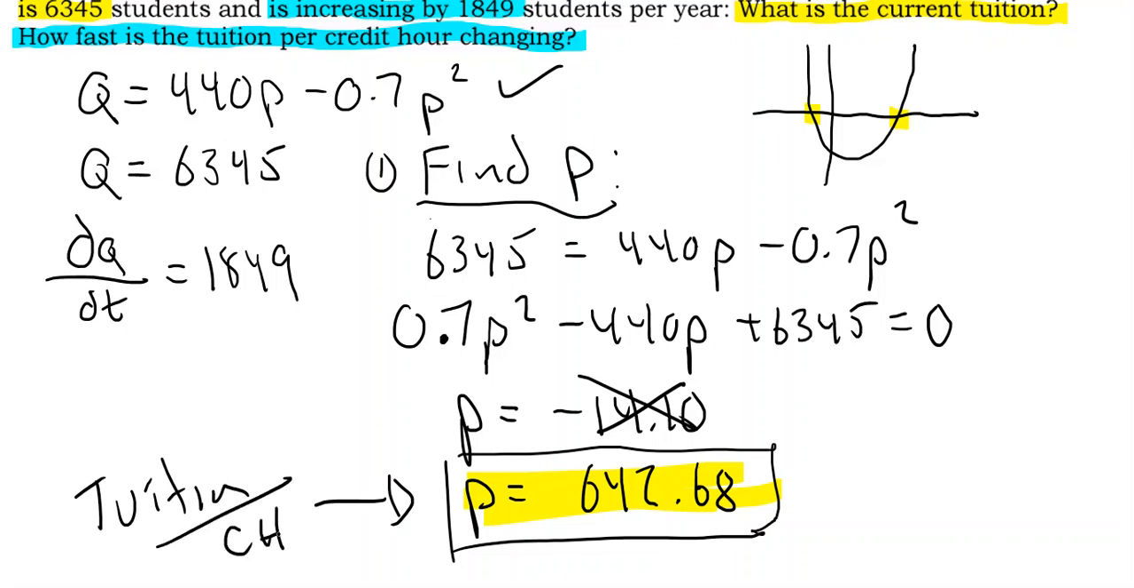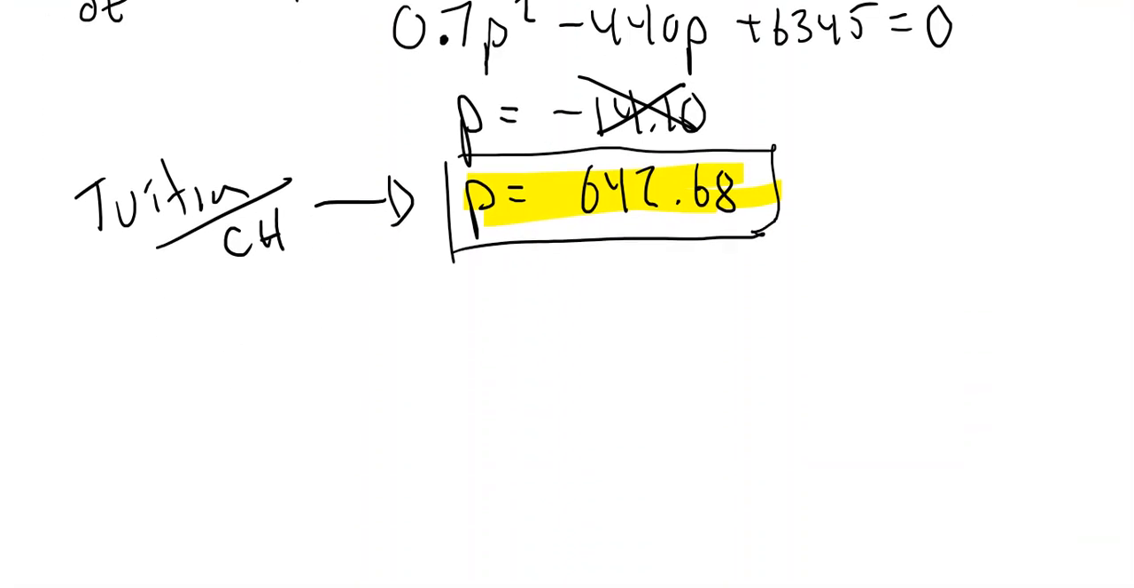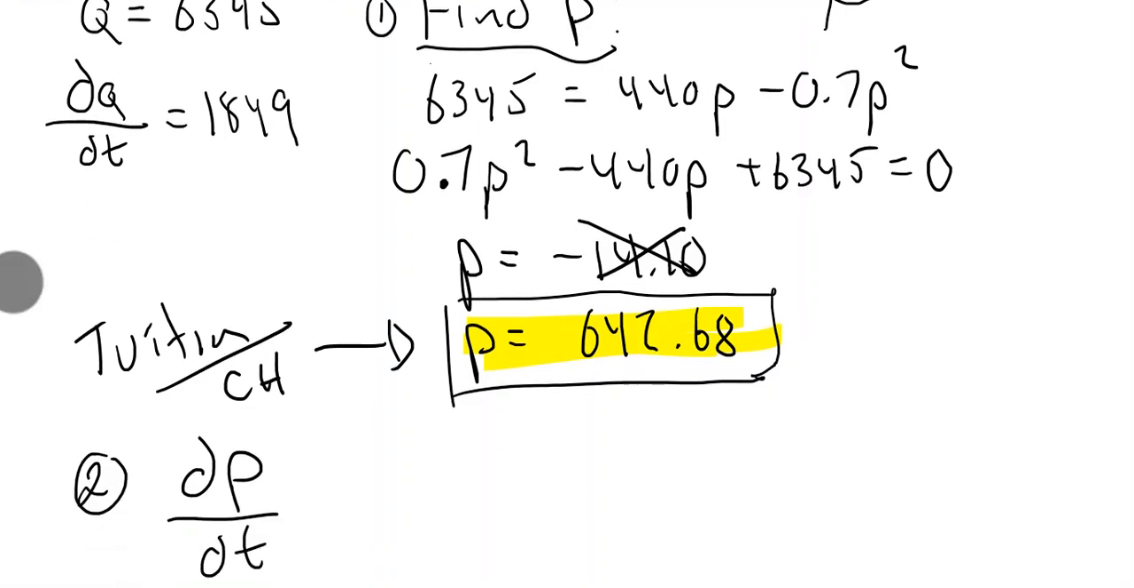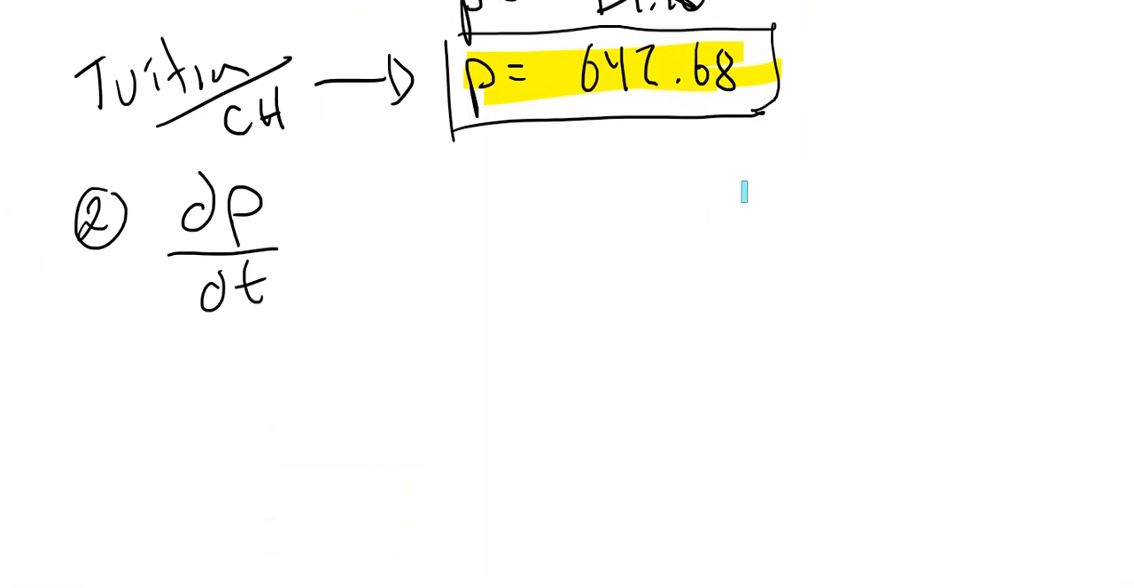The second thing we need to do is, how fast is the tuition changing? So to find out how fast the tuition is changing, that would be the rate of change of P with respect to time. So to do that, we need to find the derivative of our demand function. We now want to take the derivative of that.